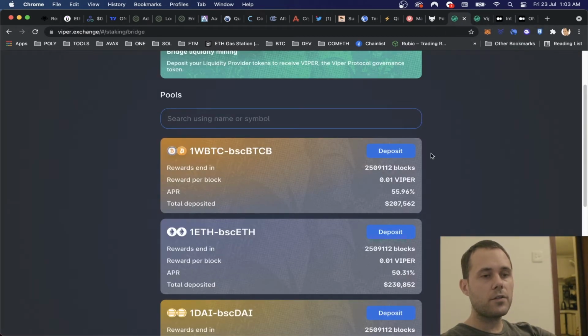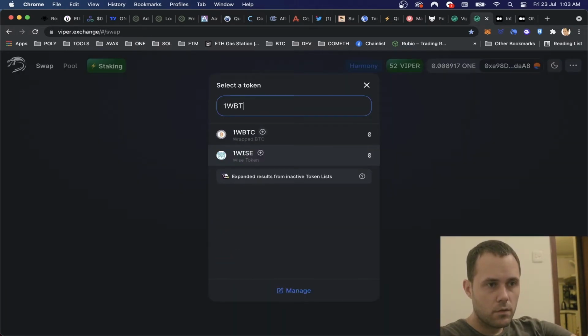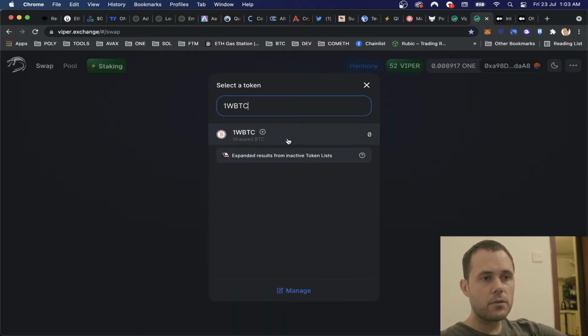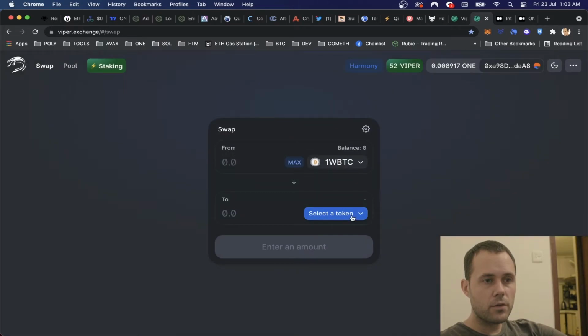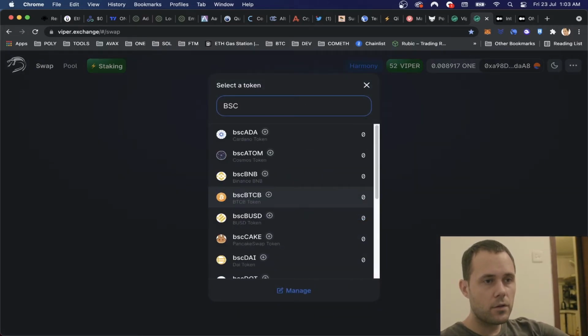And by the way, there's no lock on this. You can just withdraw whenever. So you can just find all these on the swap. One wrapped BTC. What can we get? BSC. All the BSC stuff.